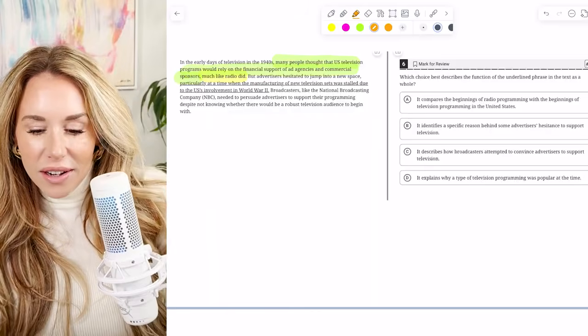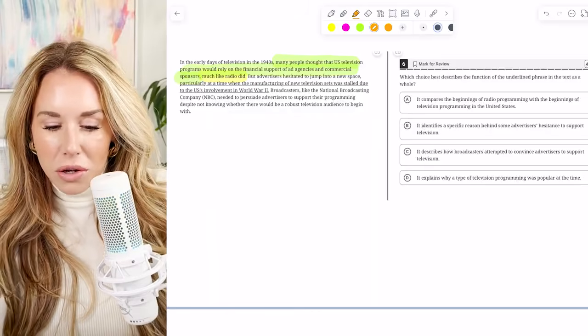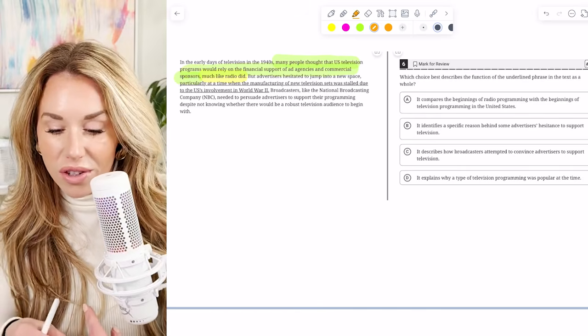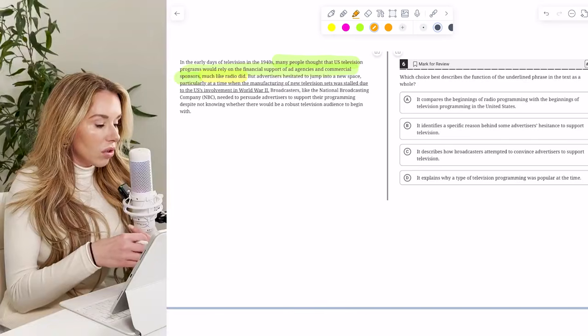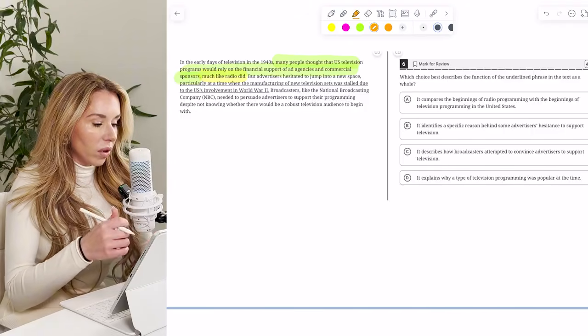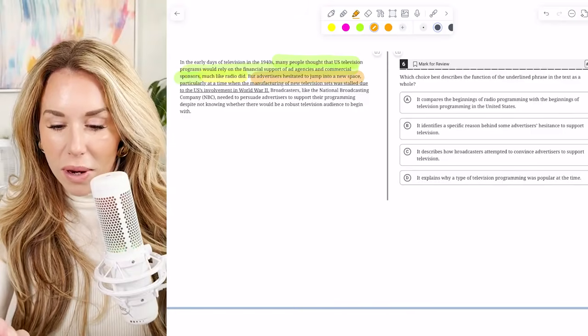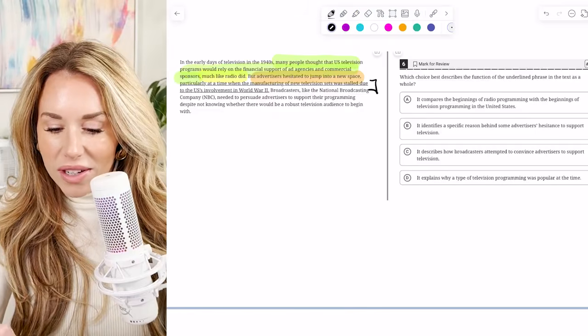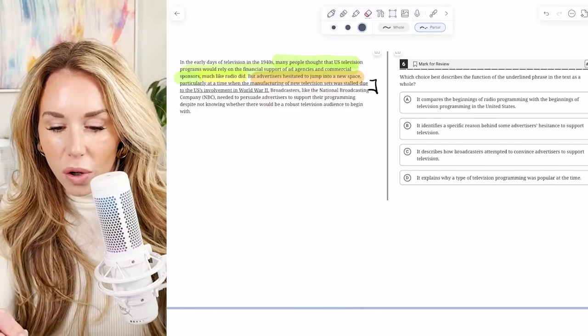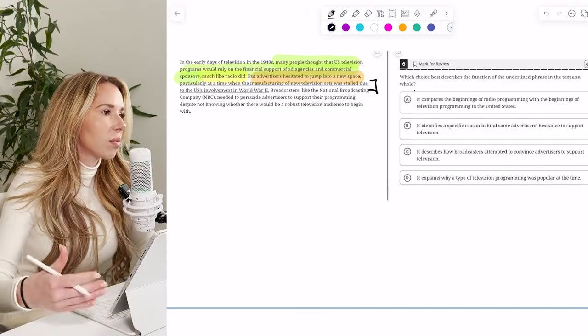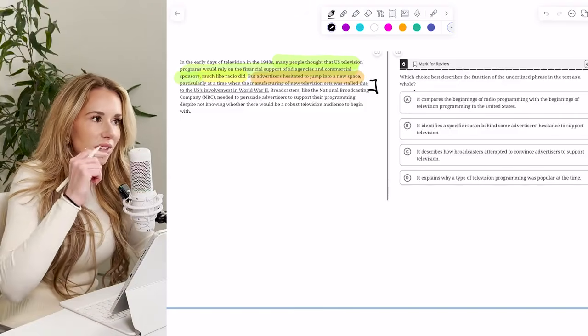But advertisers had hesitated to jump into a new space, particularly at a time when the manufacturing of new television sets was stalled due to the U.S.'s involvement in World War II. Okay, they hesitated to jump into this new space, and then they explained a reason why. There was involvement in World War II. They were busy doing other stuff. So that underlined part is just explaining why they were hesitant, or a reason why.